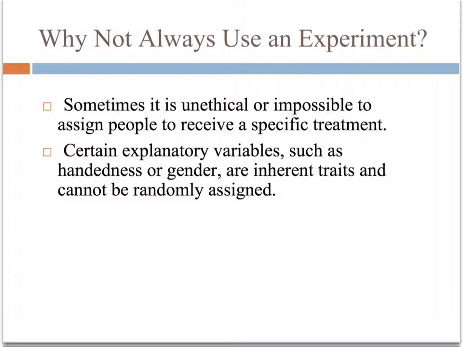The other reason is that certain explanatory variables are inherited traits, so you can't just assign them. If you want to look at the influence of gender on something, you can't assign people genders. You can't assign people to be left-handed. So you would do an observational study with those.